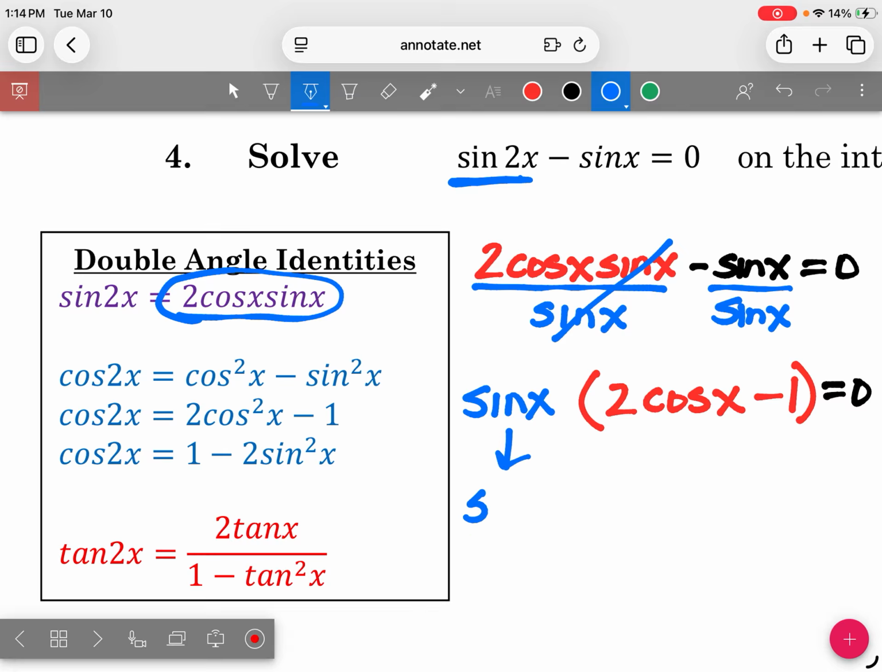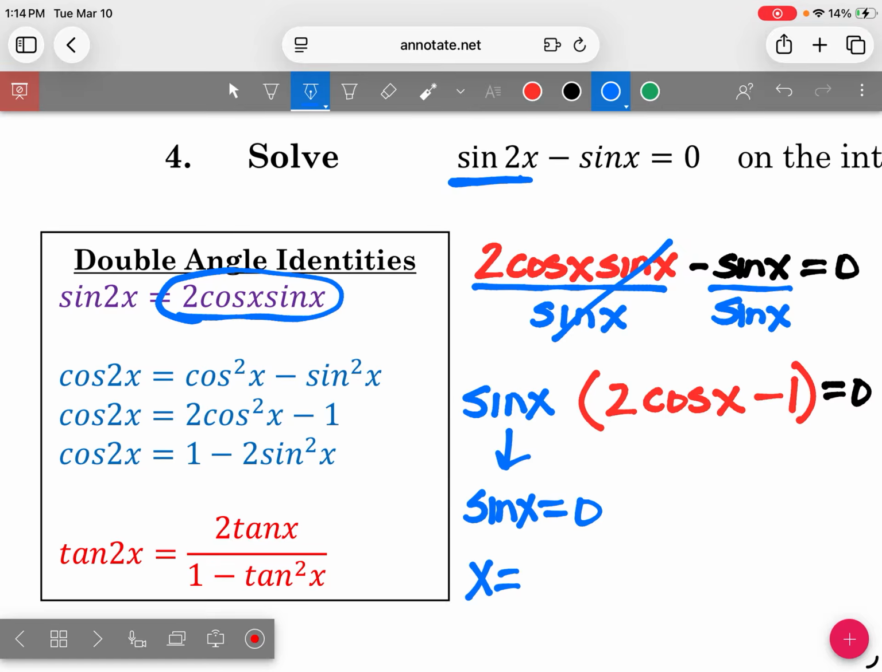So first one, sine x equals 0. Where is sine equal to 0? Go ahead, look at your unit circle. There should be 2 places where sine is 0. Pi and 2 pi? Yeah.